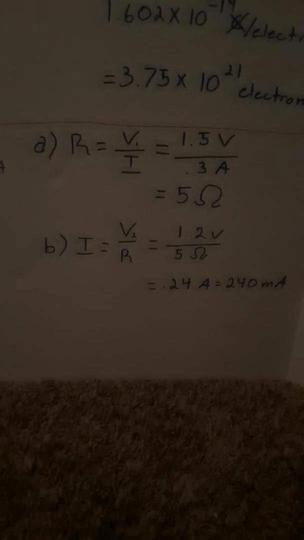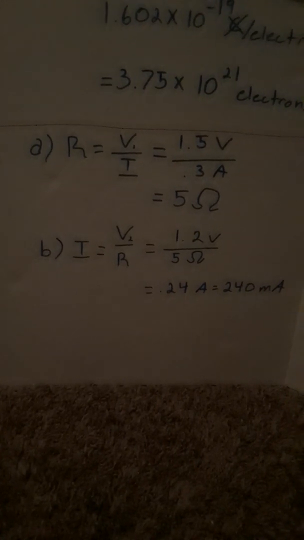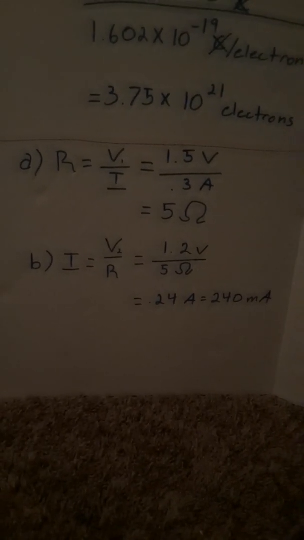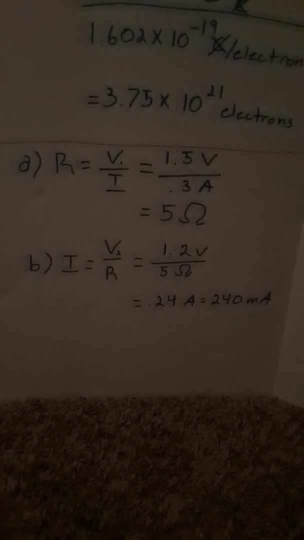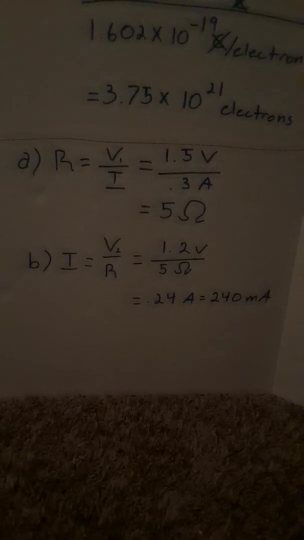Our unknowns are the resistance and the change in current due to the change in volts. So the equation for resistance is volts divided by current. Our volts is 1.5 divided by our current, which is 0.3 amps, and we come out with 5 ohms.